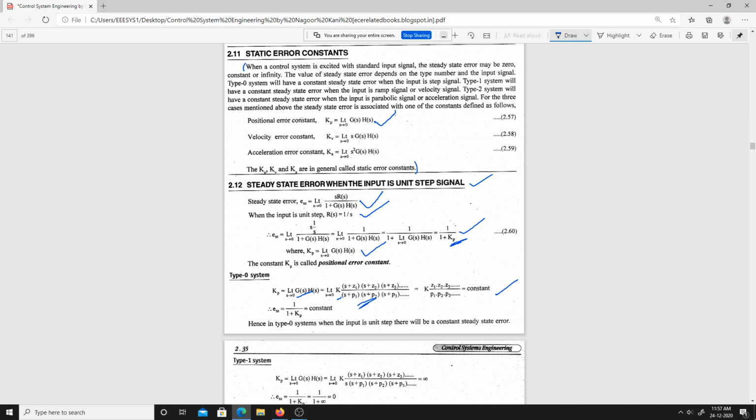z1 into z2 into z3 by p1 into p2 into p3, so the answer is nothing but a constant. So the steady state error 1 by 1 plus kp equals a constant. Hence in type 0 systems, when the input is unit step, there will be a constant steady state error. Is it clear?